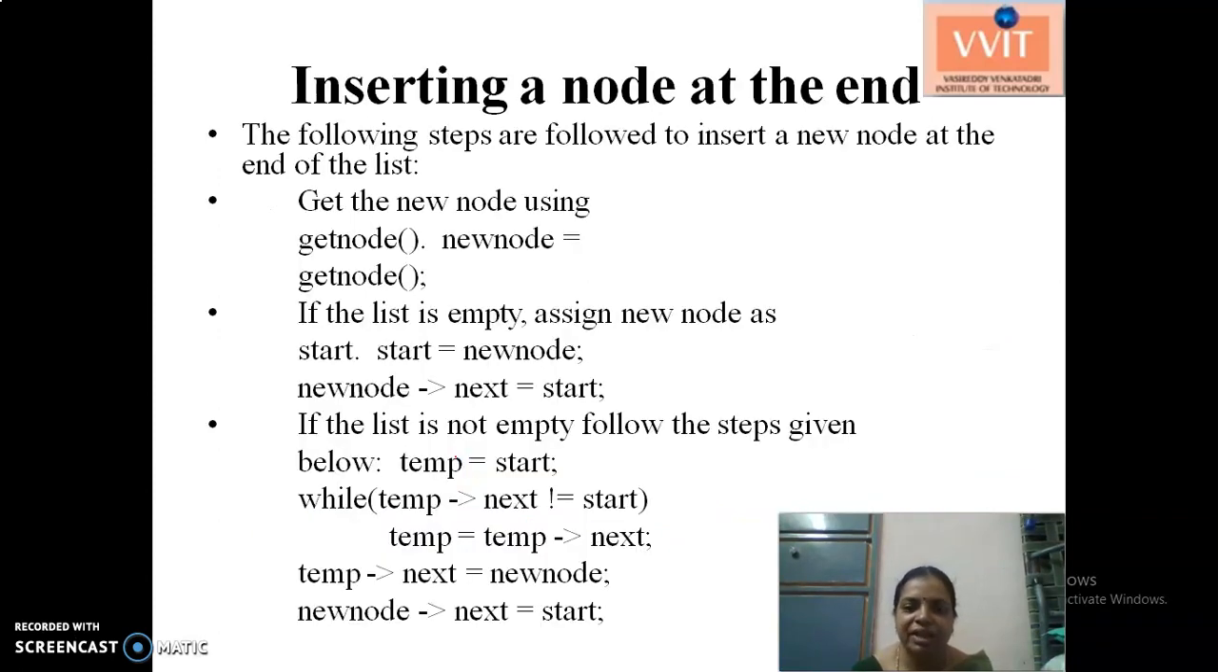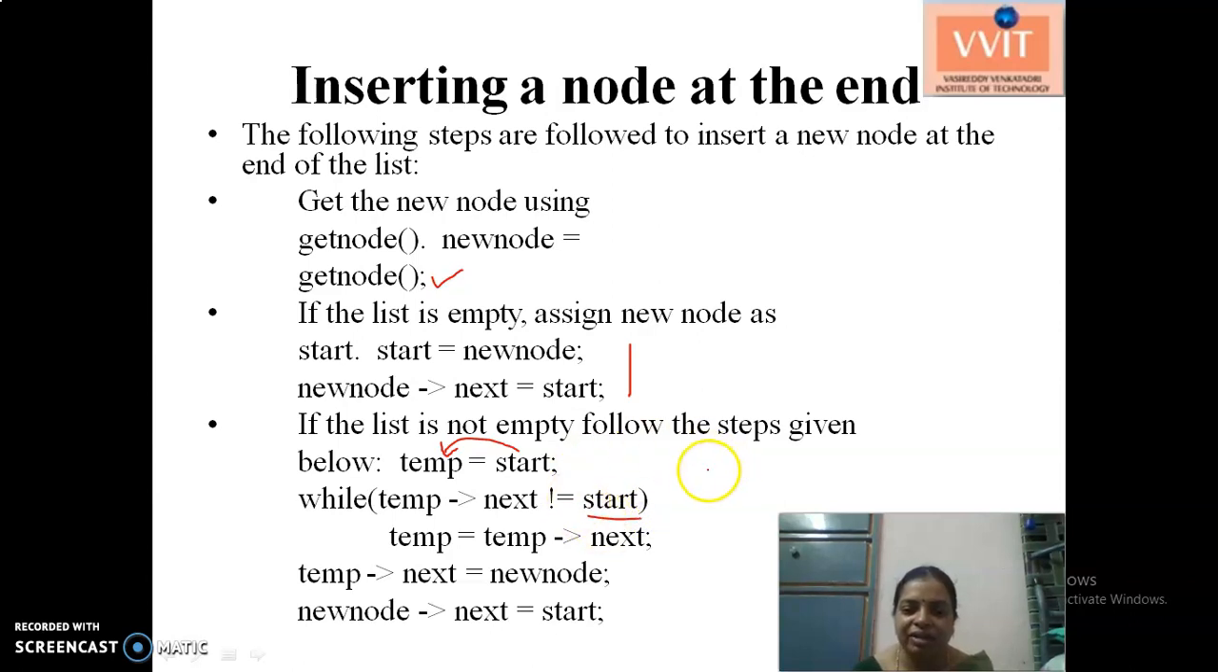Next, inserting a node at the end of the linked list. For this we'll create a node first. One new node is created, and then we'll check whether the linked list is empty or not. If it is empty, we will make our node the first node in the linked list. If it is not, I will take the starting node address into the temp variable and we'll repeat up to the temp of next is not equal to start.